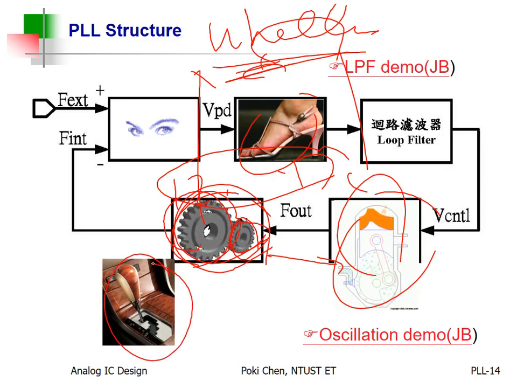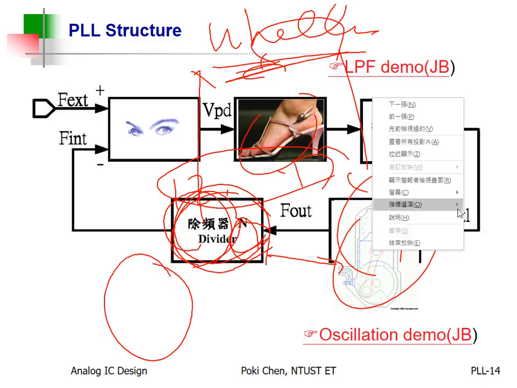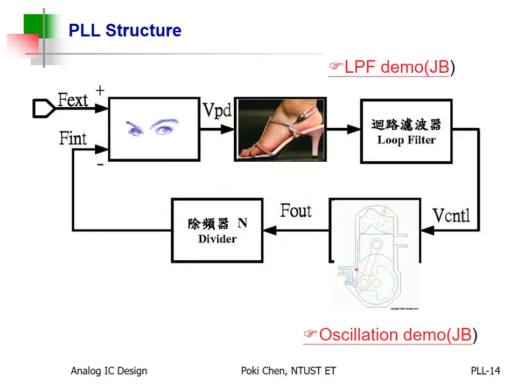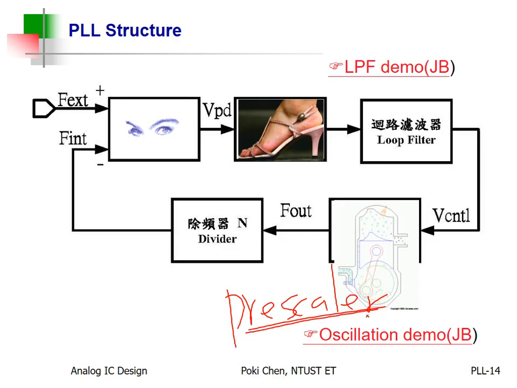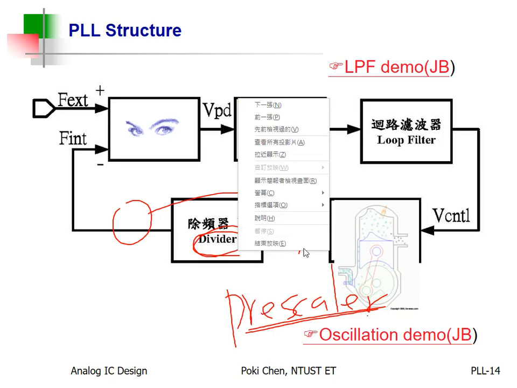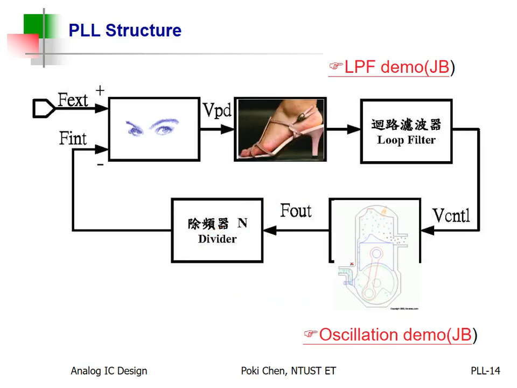In PLL, we call it a divider, 除频器. But usually for a high frequency one, we don't call it a divider, we call it a prescaler instead. Now, what is the difference between divider and prescaler? I can only say that a prescaler means a very high frequency divider. But for divider, never mind, that is a broader name. If you decrease the input frequency to the output, we call it a divider. I don't care whether low, medium, or very high frequency, overall we call it a divider. Anyway, so this is a complete block diagram for our PLL.